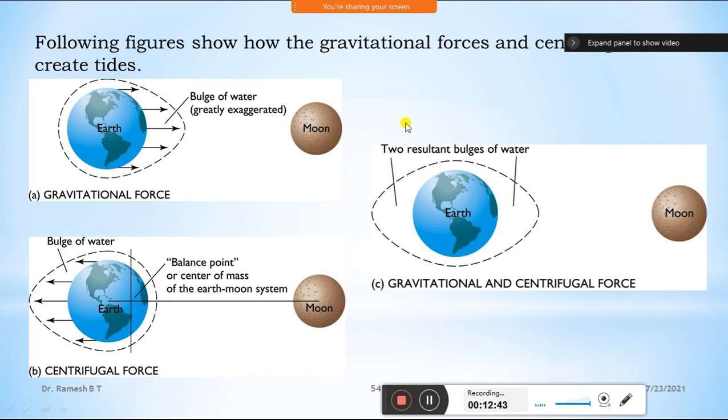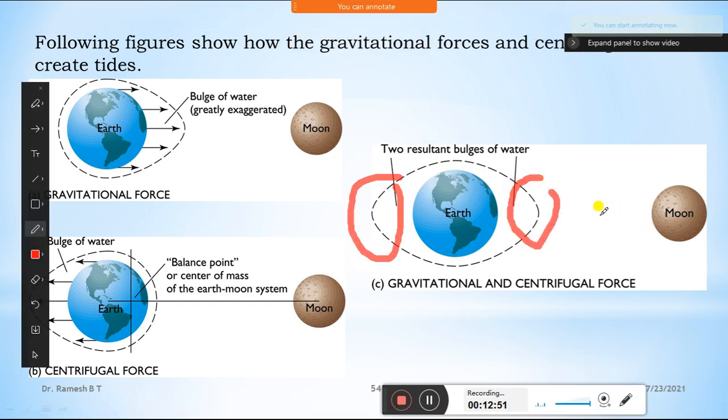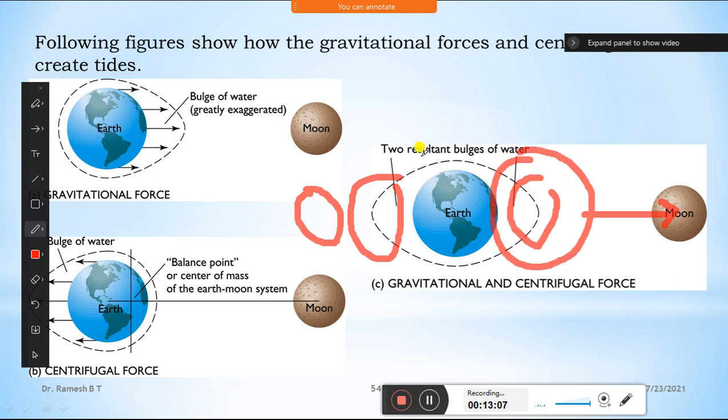These bulges of the water are called high tides. You just observe, this is the bulge. Either on the full moon or on the new moon, there is a bulge in the water level. Near the moon there is a bulge, and on the side farthest from the moon there is also a bulge. These bulges cause the higher water level.